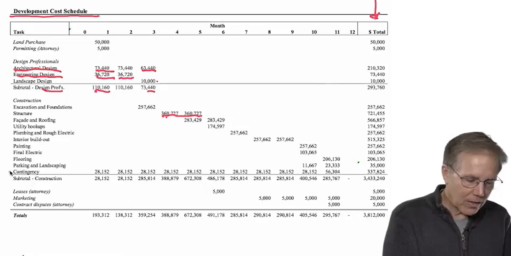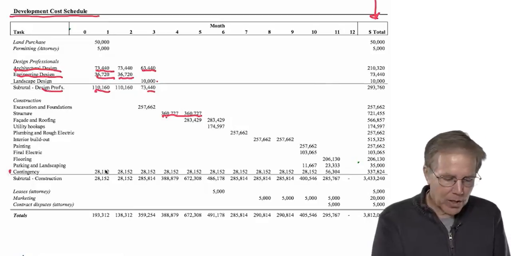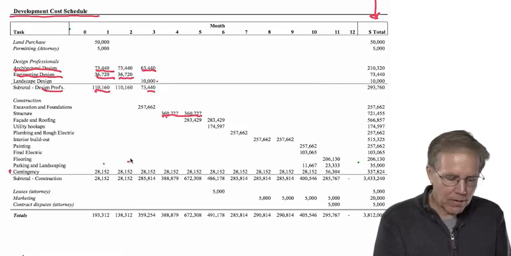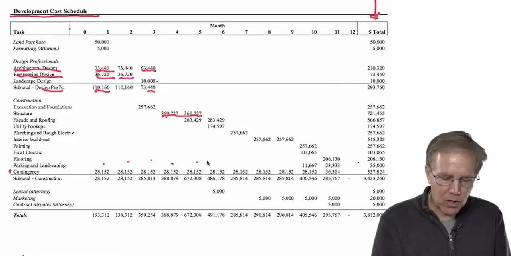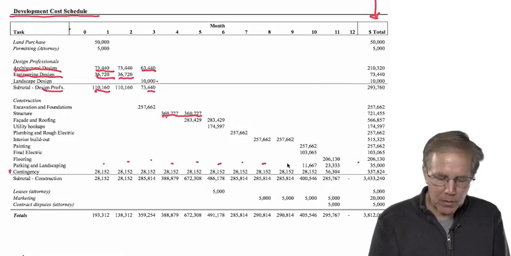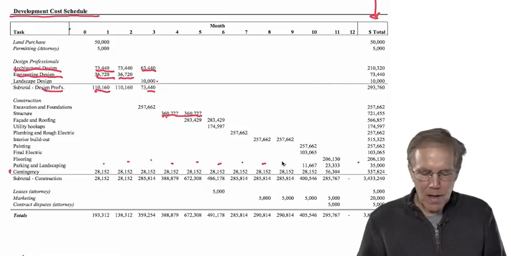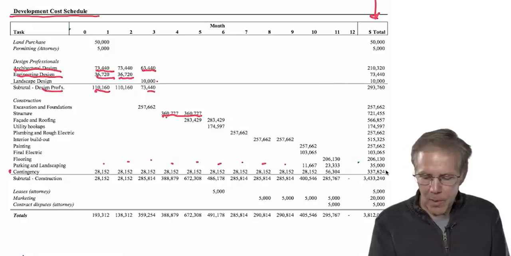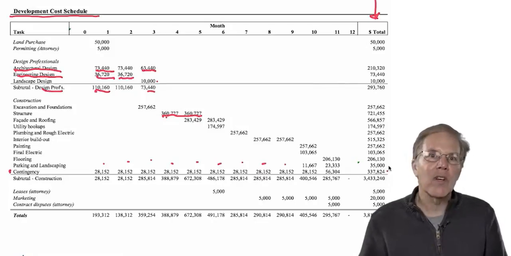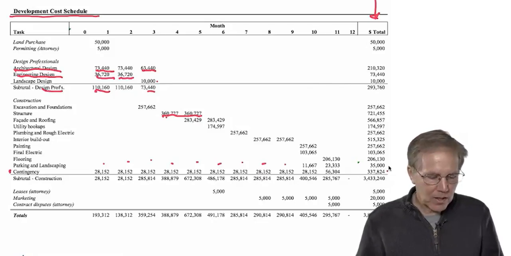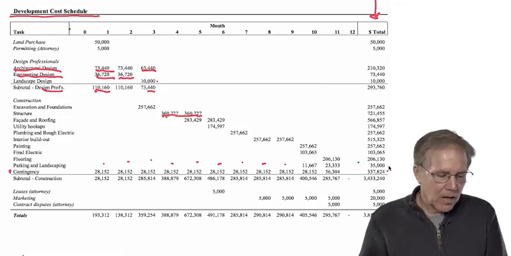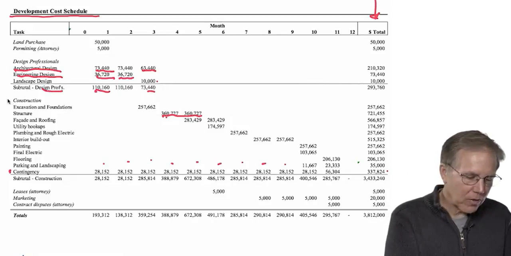And we have down here a contingency, which we're putting in for every month. And contingency, as you know, is what we expect may have to be paid if something goes wrong. Hopefully nothing is going to go wrong, but we want to put that in there so we don't come up $330,000 short of what we need to make this project work. Okay, so big section here for construction.